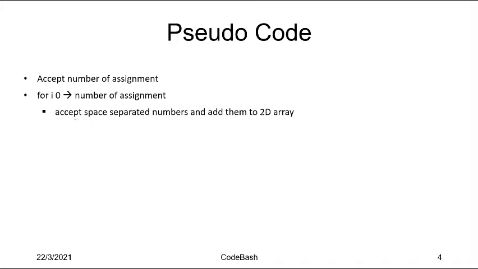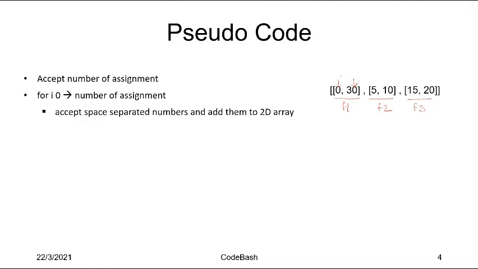that we have for each flight: accept the space separated numbers and add them to a 2D array. So you get something like this, a two-dimensional array where this is for flight 1, this is for flight 2, and this is for flight 3. Every flight has an arrival time and a departure time.